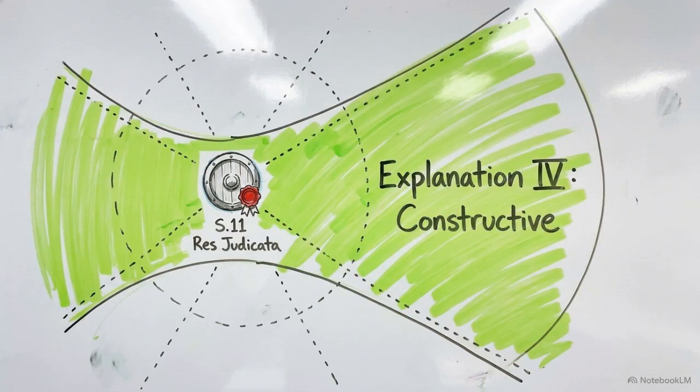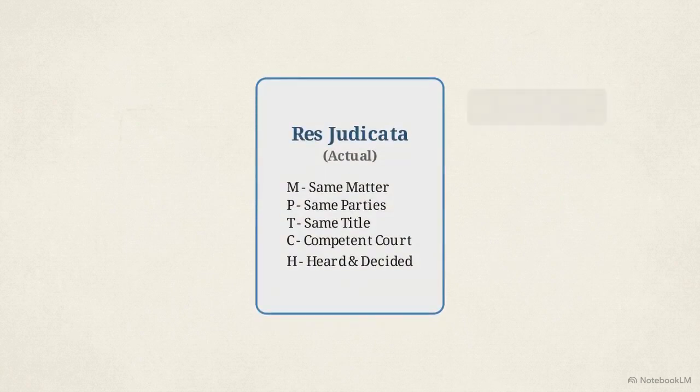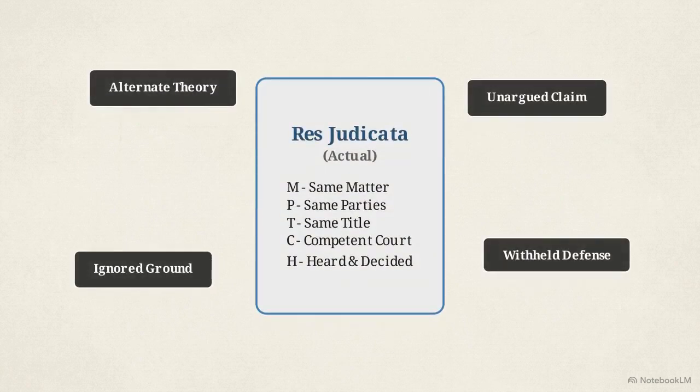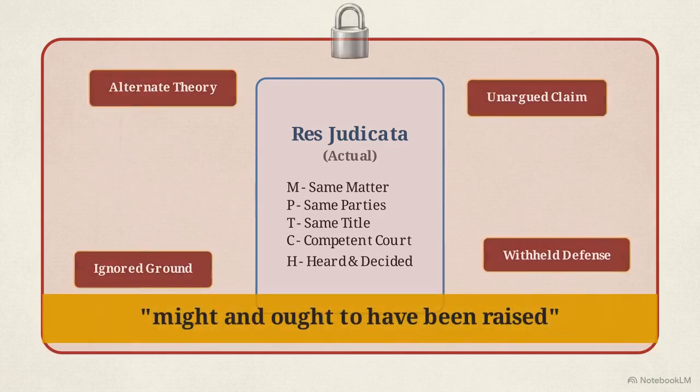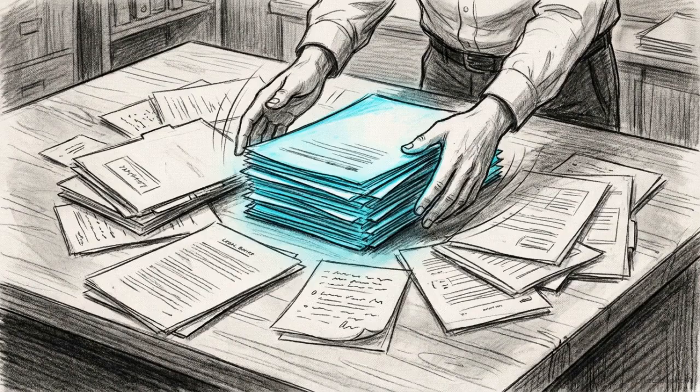Section 11 also introduces explanation IV, constructive res judicata, which radically expands the scope of this shield. This doctrine punishes litigants for withholding arguments. It explicitly bars any issue that might and ought to have been raised initially, treating unargued points as if they were already decided against you. These doctrines force parties to consolidate their entire offensive and defensive strategies into a single proceeding, ensuring systemic efficiency.